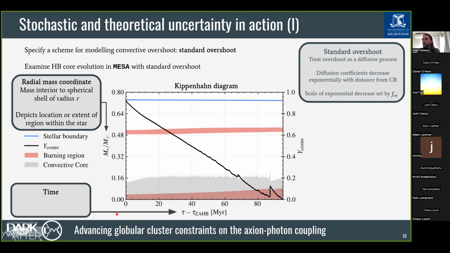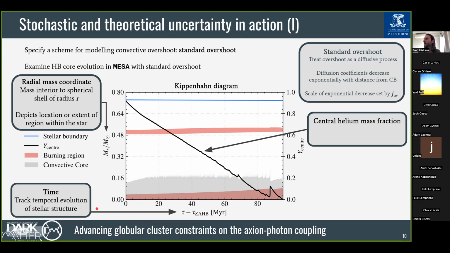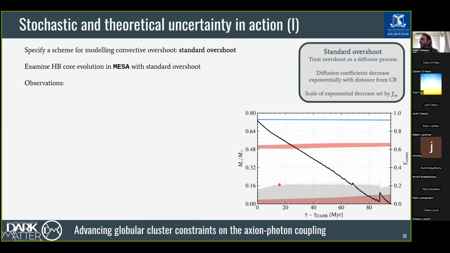Then as your x-axis, you have the progression of time. Here, this is given as the time since the zero age horizontal branch, where the horizontal branch phase begins, measured in mega years. And so basically you can track the temporal evolution of stellar structure using these. I've also included the central helium mass fraction, which should be read over here on this right y-axis. The idea here is that this enables you to track the progression of this phase, because it's the central helium burning phase. This thing should decrease and go down to effectively 0 as the phase progresses. Okay, so with this in mind, we can make some observations.